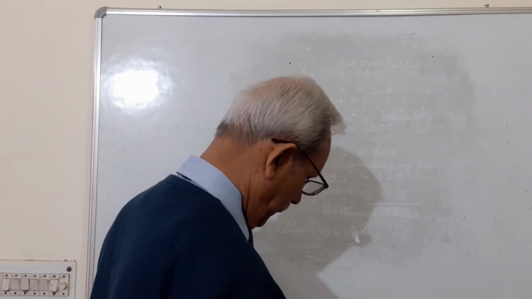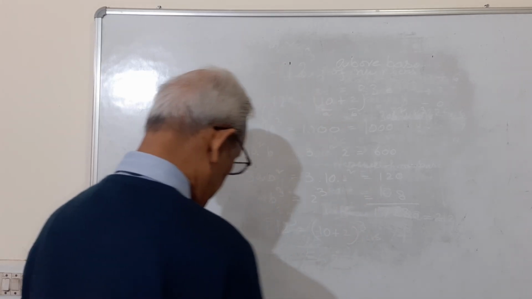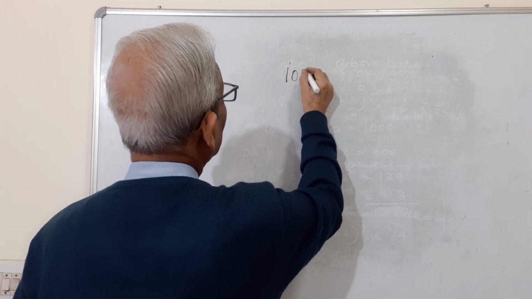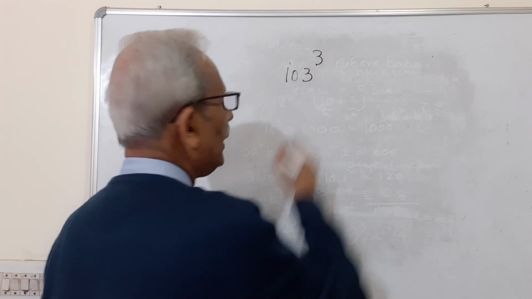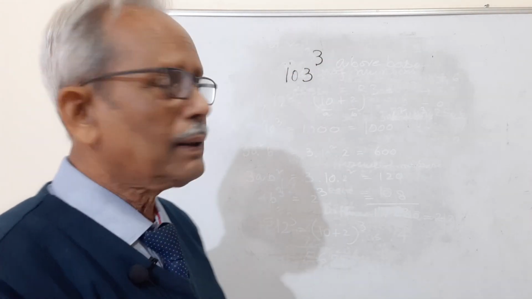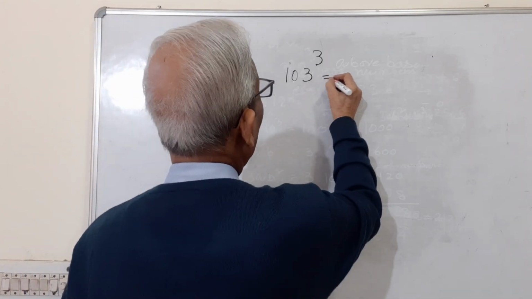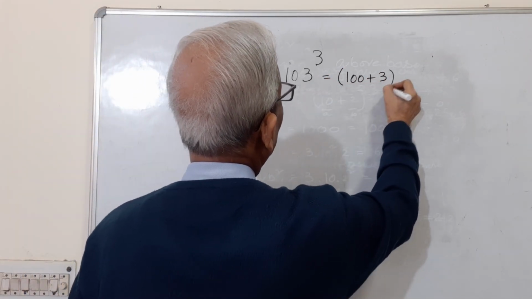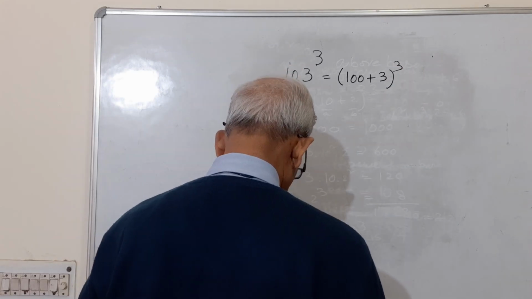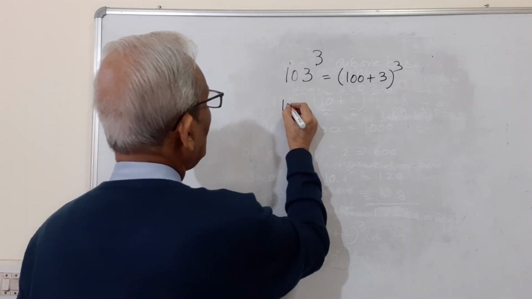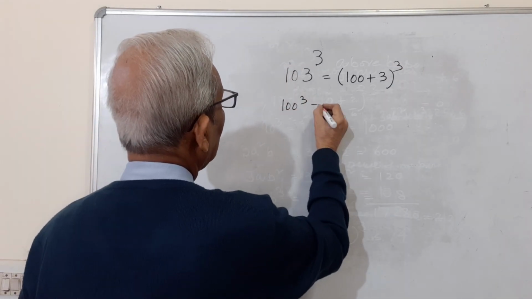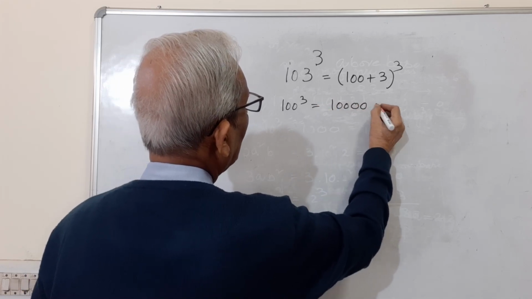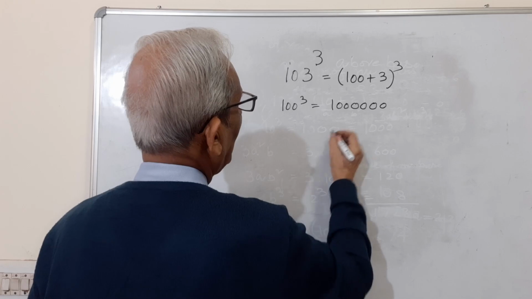The next sum is 103 cube. Here again it is above base. 103 cube can be written as 100 plus 3 whole cube. So 100 cube is how much? 1,000,000.